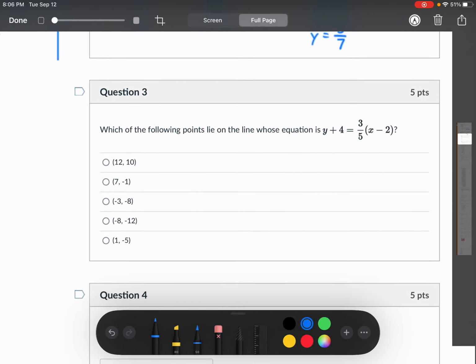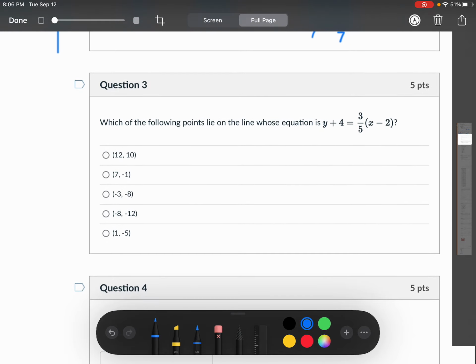It says, which of the following points lie on the line whose equation is this? So notice that they give you an equation, and it just wants to know which one of these points that you see here will be located on the function itself. So quite honestly, the easiest, fastest thing you could do, I would probably start off with subtracting 4 from each side like that. So I would end up with 3/5 (x minus 2) minus 4.